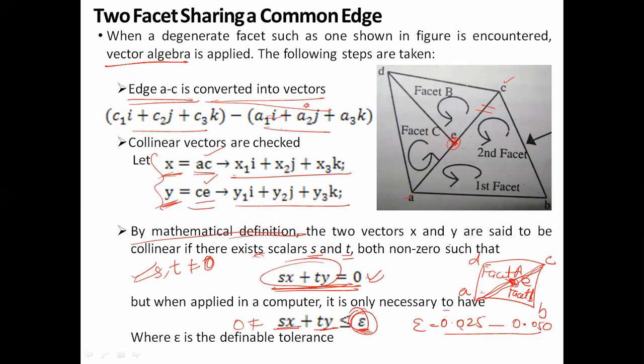Now this facet A is going to be divided into two facets. So you simply join DE, and the facet that was already there, facet A, is now broken up into two facets, facet A1 and facet A2.